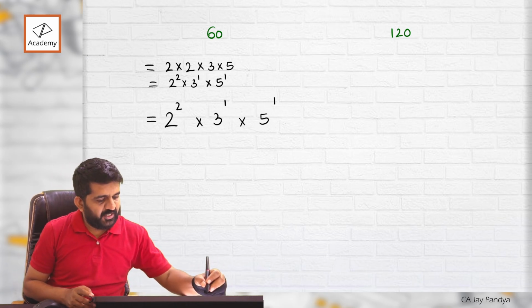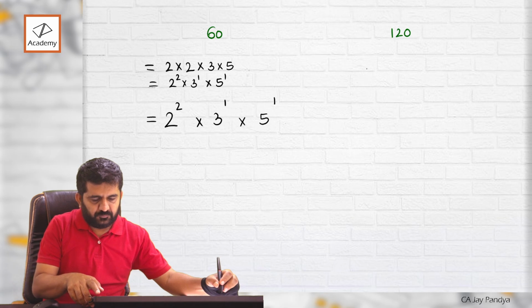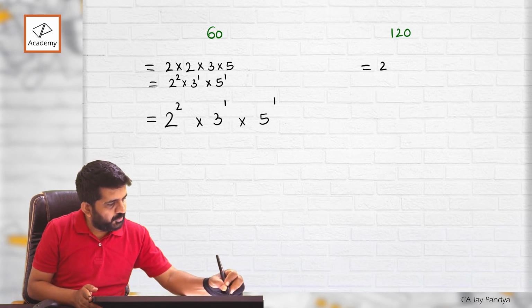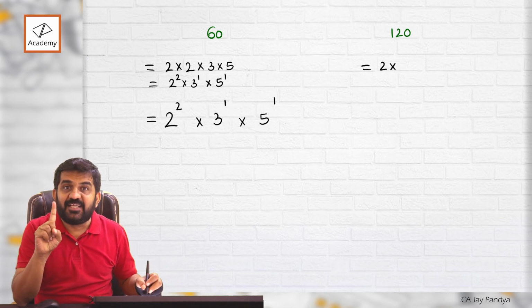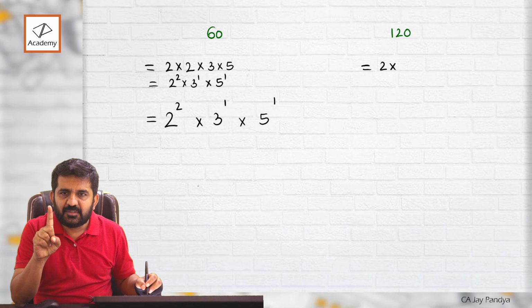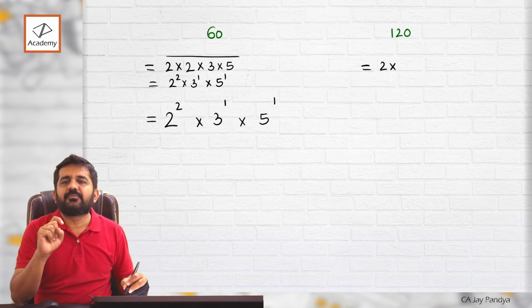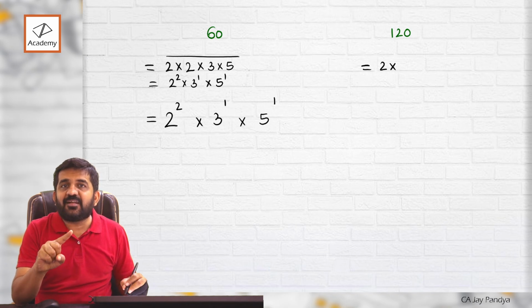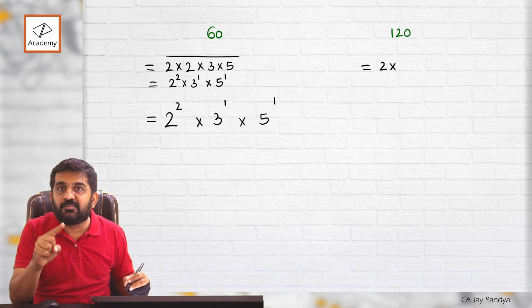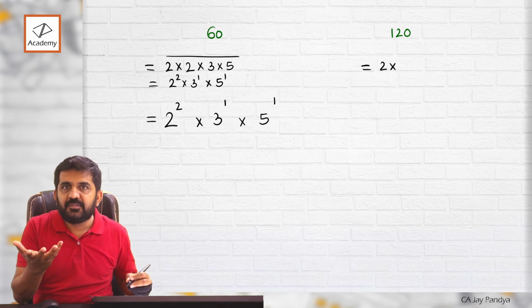Let us go to 120. What will be the answer? 2. See, what is remaining? 60, right? So you can write down this, because factorization of 60 in terms of prime is always unique.